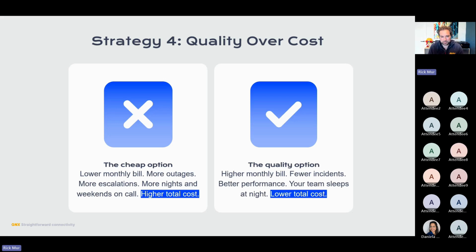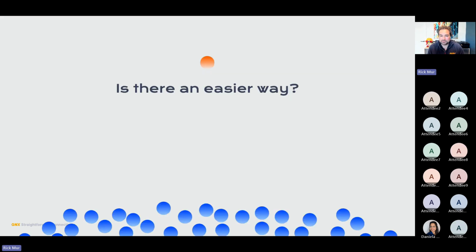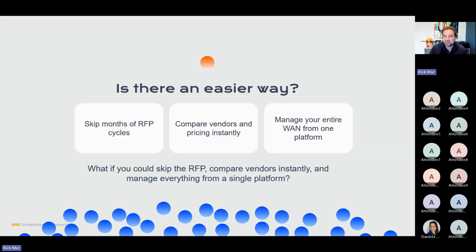And if there are incidents, that they are solved in the correct way. And then the balance is always somewhere here in the middle. Having the right balance between performance, quality, and cost is going to be the most important strategy here. And then, of course, is there an answer, right? Isn't there an easier way to do all of this? Well, I think there is, right?